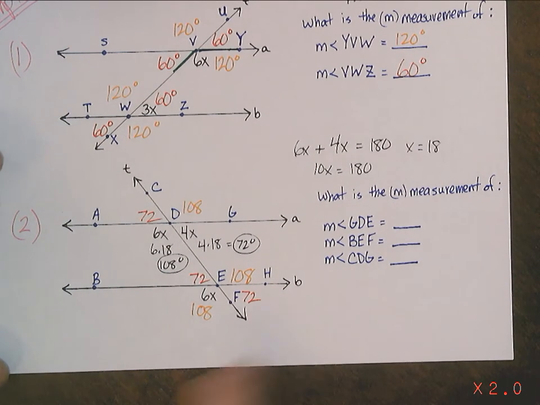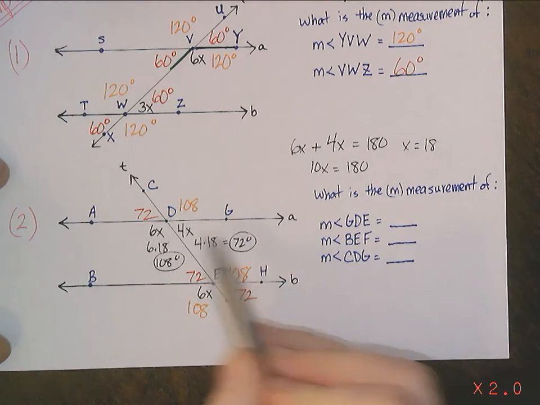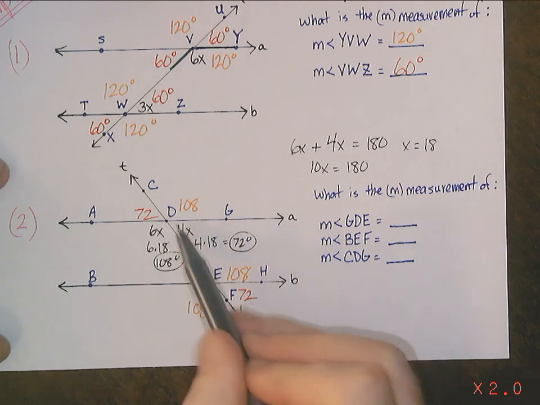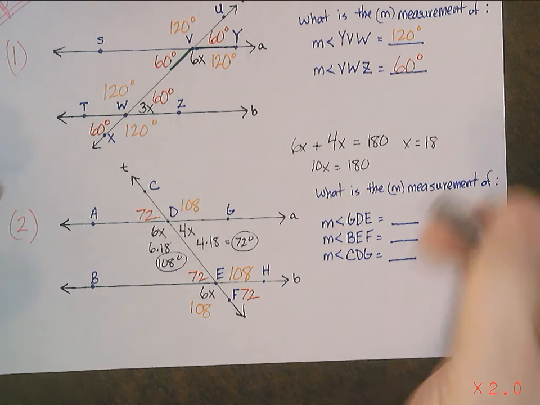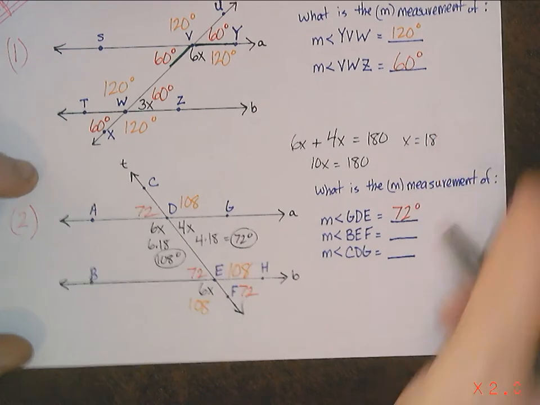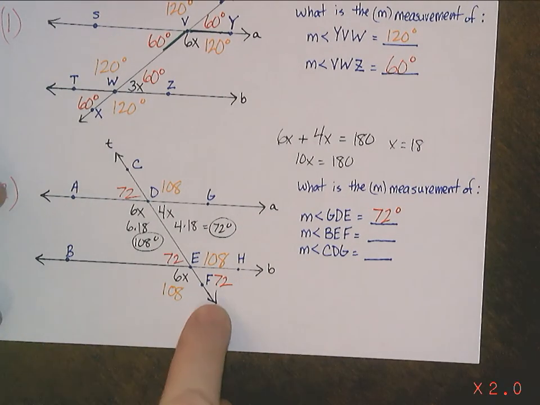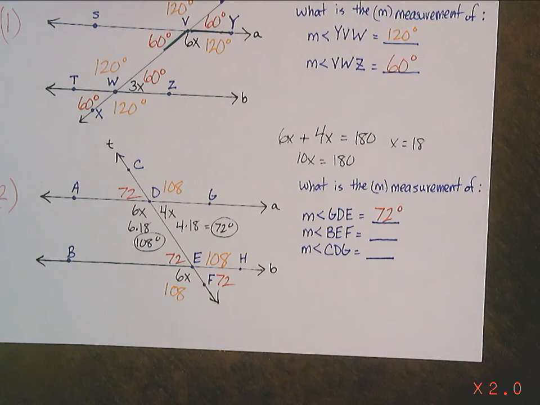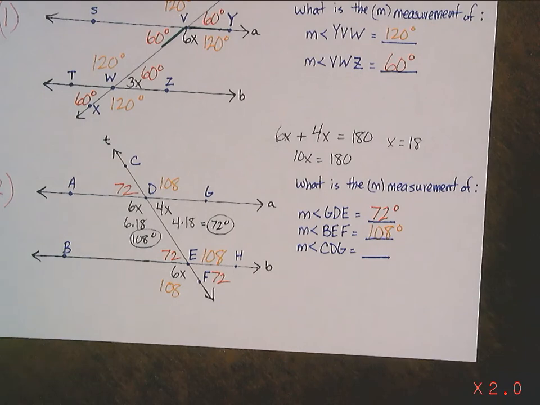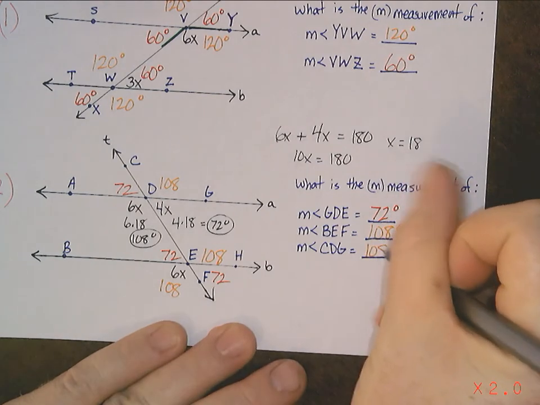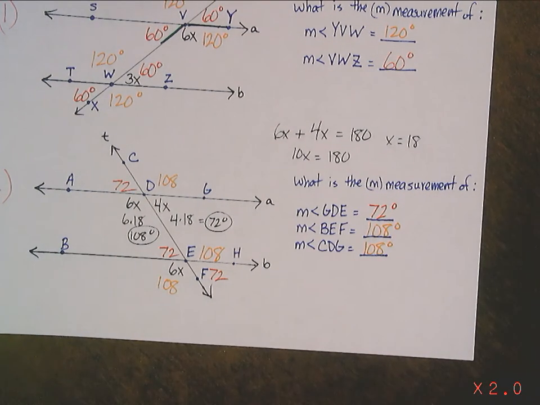Okay? So let's solve this. GDE is 72 degrees. So we're going to write 72 degrees. Let me write it in red. BEF is 108 degrees. And then CDG, 108 degrees again. Okay? And then you're done.